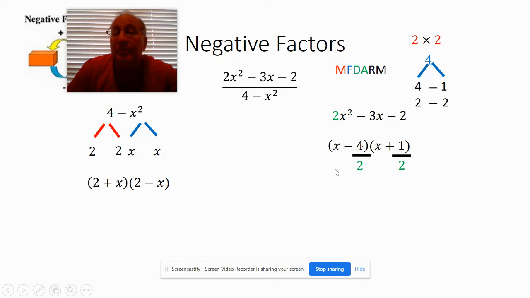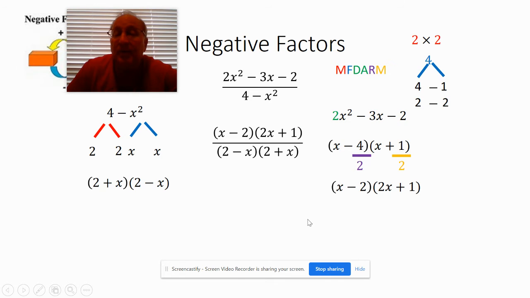Right, but then remember doing your MF darm, you divide this by 2. 2 will go into this one, so I can reduce it. This one, 2 will not go into, so I'm going to move it. All right, so I end up with the following here.